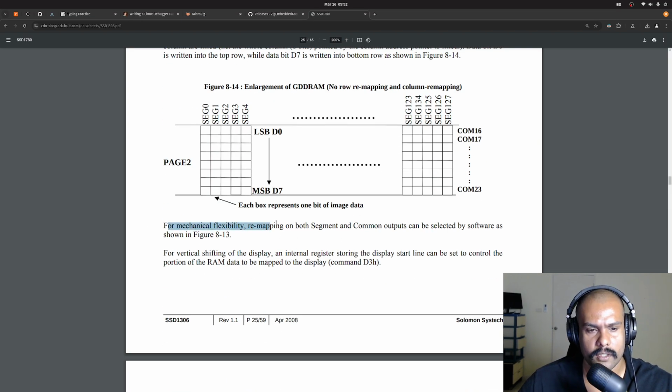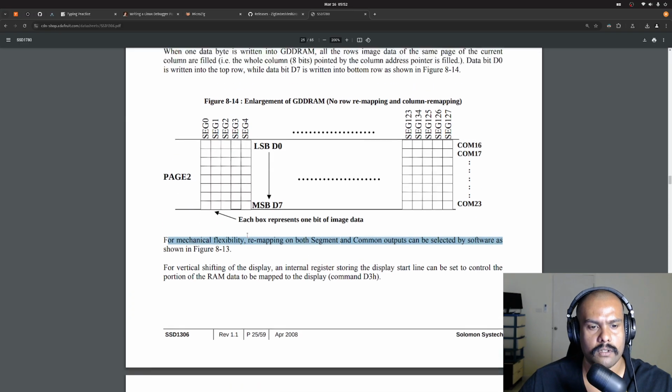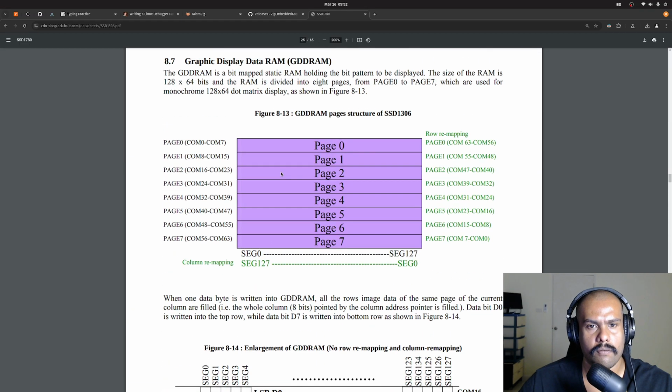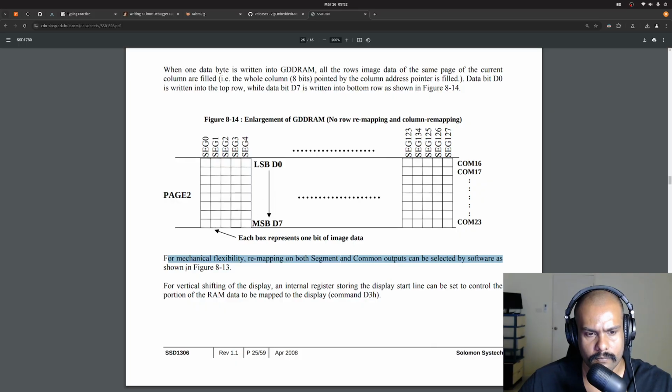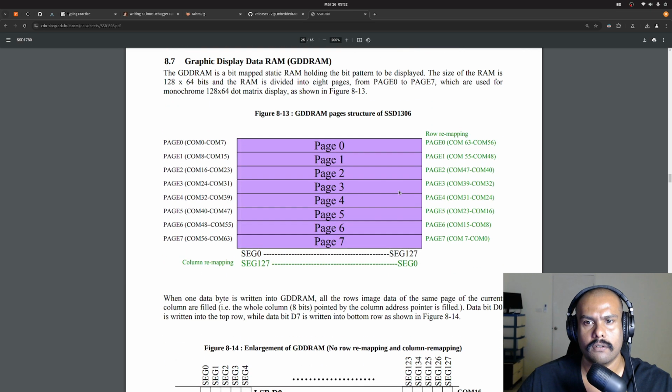For mechanical flexibility, remapping of both segment and common outputs can be selected by software as shown in this figure. Which figure? Oh, this one. Page 0. Column remapping.